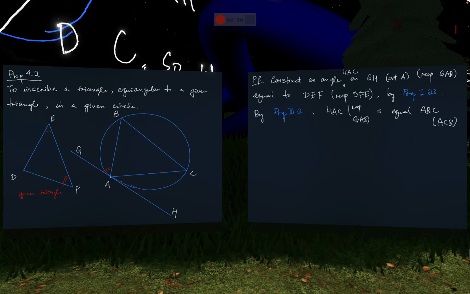So I'm going to go back to the diagram and mark these in there, and then you can see what's going on. So now we've got two of the angles of the triangle constructed as two of the angles in the triangle inscribed in the circle. And so now, finally, the last angle must be the same, because the angle sum of a triangle is equal to two right angles. So that's proposition 1.32. So by proposition 1.32, the angle sum of a triangle is equal to two right angles. The remaining angles must be the same, i.e. BAC is equal to EDF.